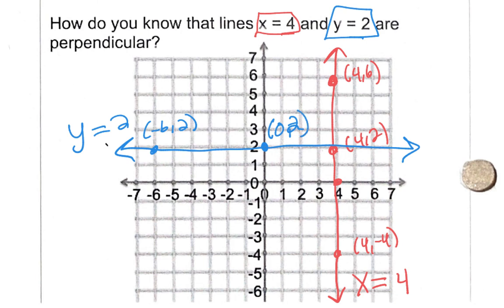Now, how do we know they're perpendicular? Well, think about it. I've got a horizontal line, I've got a vertical line, and they should always be perpendicular. So we can just say horizontal and vertical lines are always perpendicular.